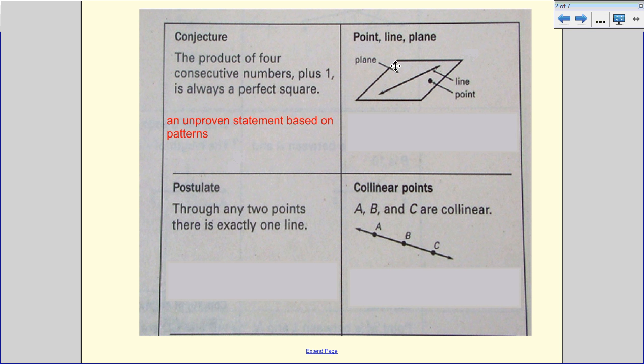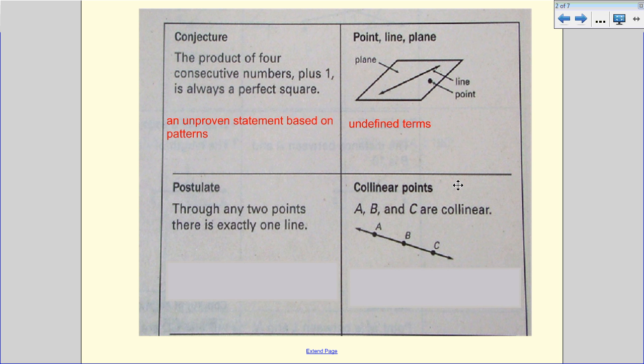Point, line, and plane. We can draw a picture of the plane that looks like that piece of paper. The line, which is one-dimensional with the arrowheads, and the point is just the dot. And these are our undefined terms of the chapter. We don't have a way of defining point, line, and plane other than to say that they're undefined.